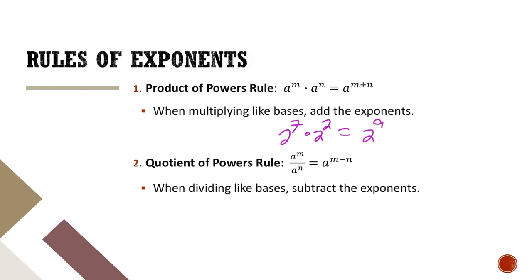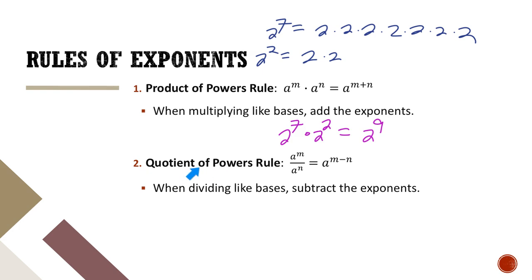Now we can physically do this very easily. If we think about 2 to the 7th power, this is 2 times 2 times 2 times 2 times 2 times 2 times 2, 1, 2, 3, 4, 5, 6, 7 of them, and 2 to the 2nd is equal to 2 times 2. Well, if we count up 7 and 2, that's 9 of them, hence the exponent of 9.